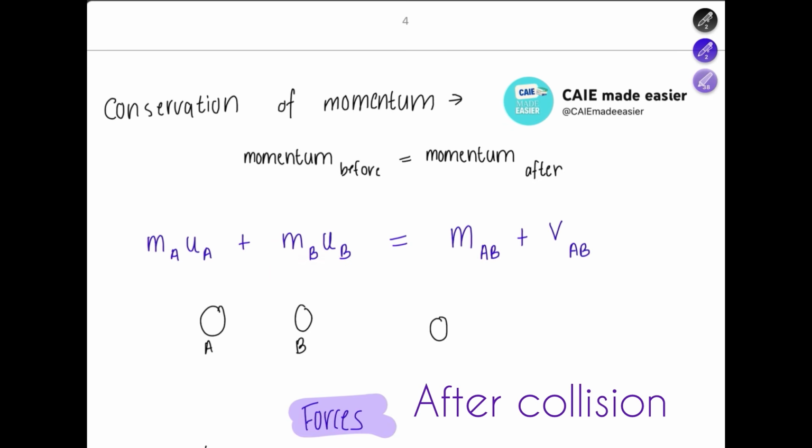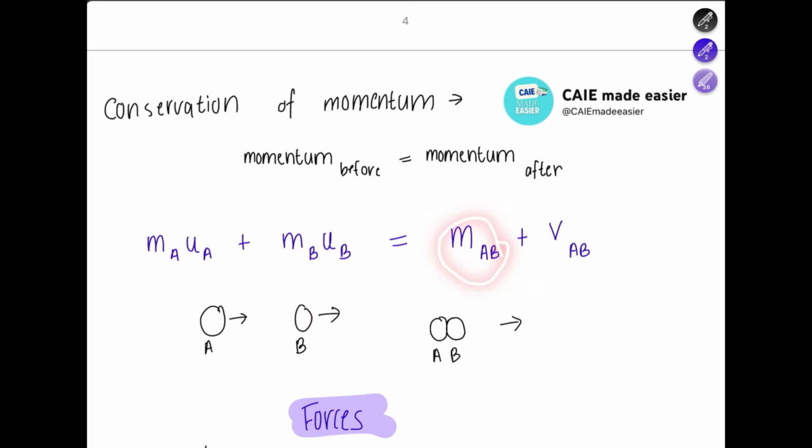Now they are both traveling together towards the right. In momentum, you have to take care of direction as well. So here we're considering the direction towards the right as positive. You can combine both of these masses, mA plus mB, because they're traveling together, multiplied by the final velocity. This is the velocity at which both of them are traveling together towards the right.